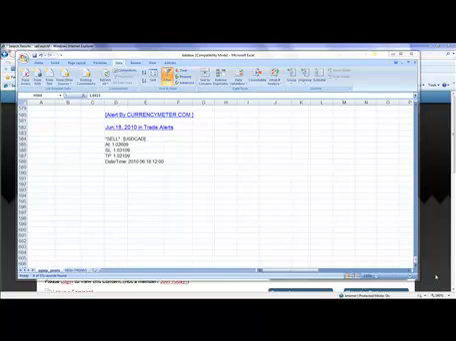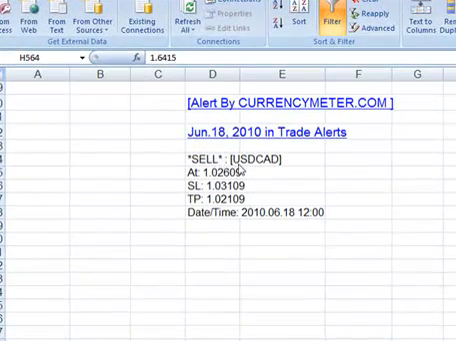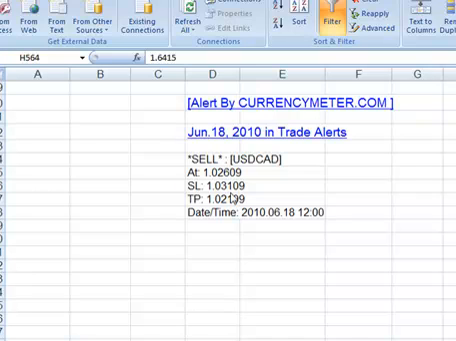When you receive an alert to either buy or sell a currency pair, the alert will look like this. You will have your pair and what to do with it. When you receive this alert, the first thing you have to do is research this pair.